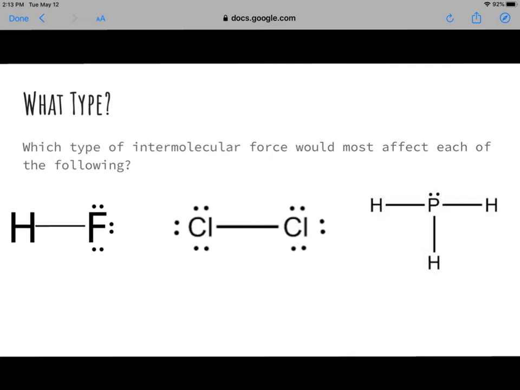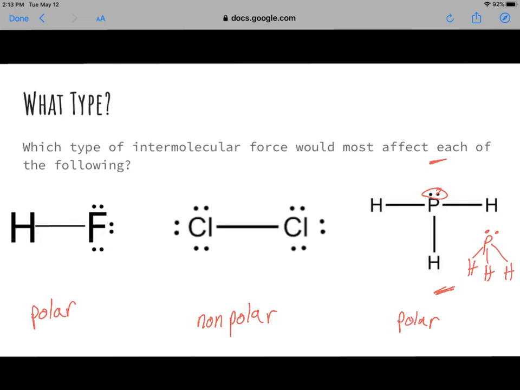If I'm trying to figure out which intermolecular force is affecting this, the first thing I want to think about is, is it polar or is it not polar? So HF is polar. We definitely have two different sides to that molecule. Cl2 is non-polar because both sides are the same. And PH3 is polar because this side is different than that side. It's actually shaped like a pyramid because those electrons up there are going to push the bonds down. It's going to push the hydrogens down.